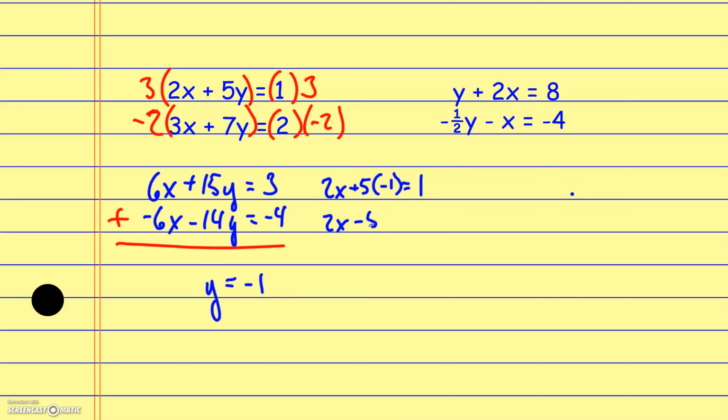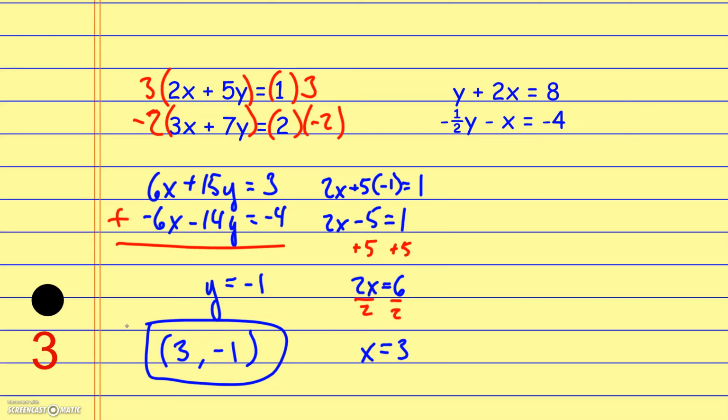That's minus 5. I have to add the 5 to each side. So I find out that 2x equals 6. And then from here, I just have to divide each side by the 2. And I find out that x equals 3. Okay, so I get this ordered pair, 3, negative 1. It's just a nice way to express my answer.